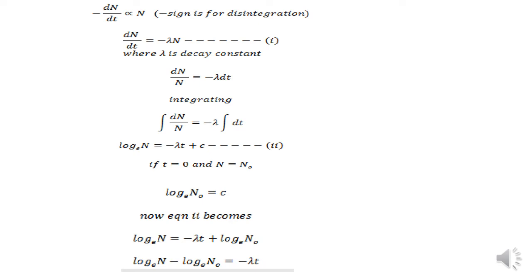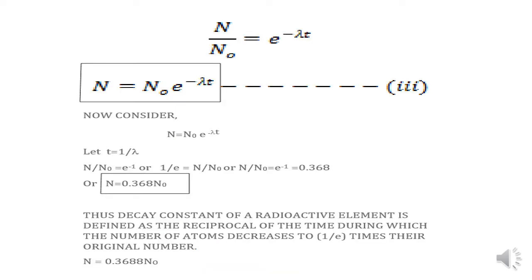Now solving this, we get log n to base e minus log n0 to base e is equal to minus lambda t, or n by n0 is equal to e to the power of minus lambda t, or n is equal to n0 into e raised to minus lambda t. This is equation 3, which is the mathematical expression of the decay law.